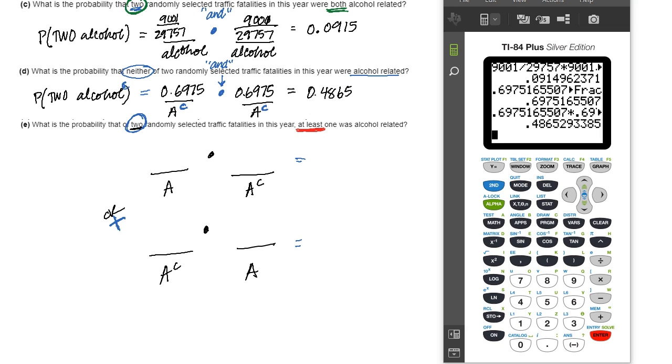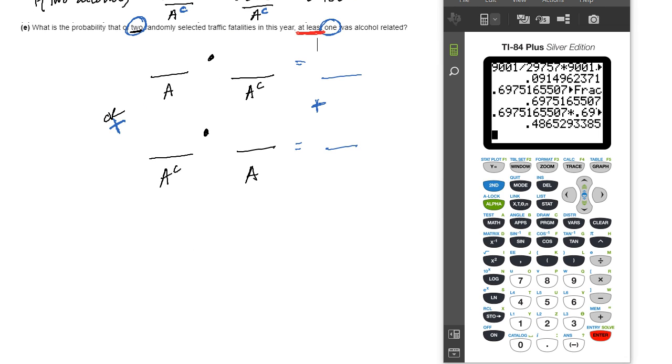Get this number, and then add them. Or we can use the complement rule. So if at least one was alcohol related, that means we care about all the events, at least one, right? So one is alcohol related or two is alcohol related.